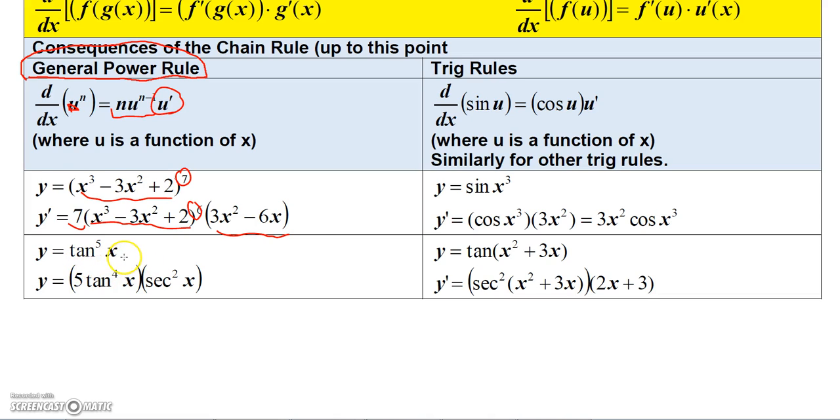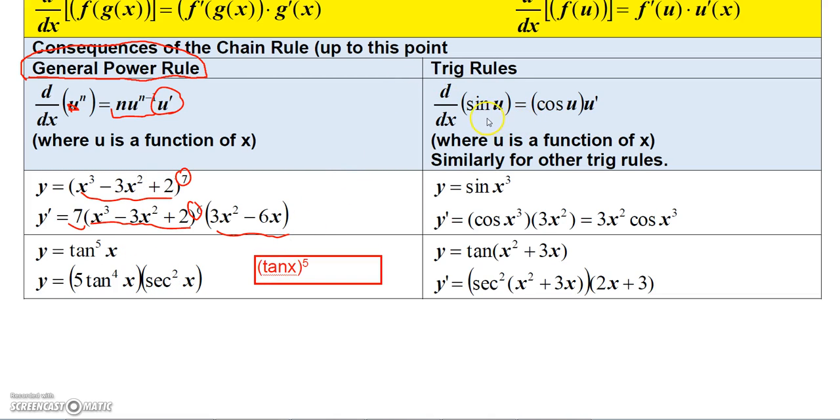Now remember, one way to write tangent to the 5th x, let me write it for you. Another way to write tangent to the 5th x is as the whole quantity of the tangent function raised to the 5th power. So this is like having u to the 5th power. The derivative of that would be 5 times u to the 4th power. But then remember, you have to multiply by the derivative of u, the derivative of the inside. So we multiply that by the derivative of tangent x, which is secant squared x. These two examples are examples of the general power rule.